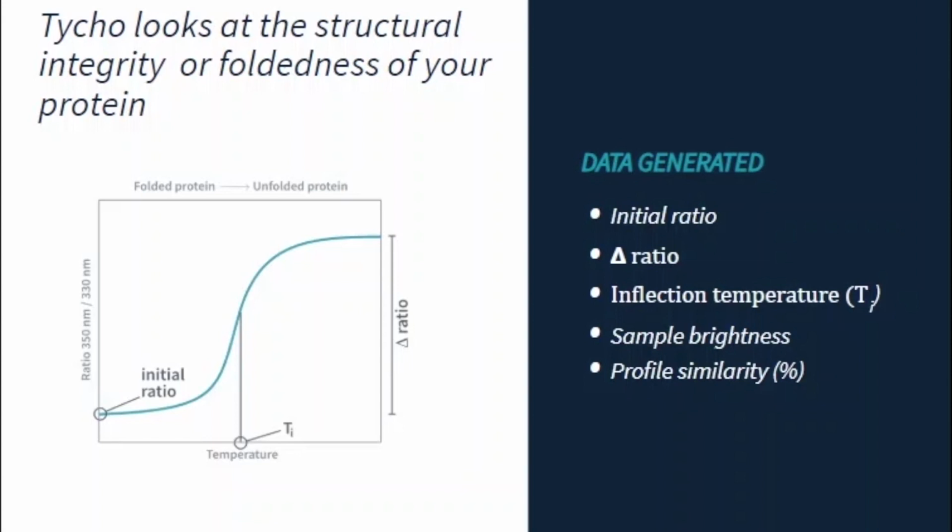Sample brightness can also be determined, and this is the sum of the fluorescence measured at 330 and 350 nanometers taken at 35 degrees. This reading can also be used as a relative indicator of sample concentration. And lastly, Tycho will determine the profile similarity for you using the software that's in the system. It's basically an index which quantifies the similarity between the unfolding profiles of 2 separate samples when compared to a reference sample.